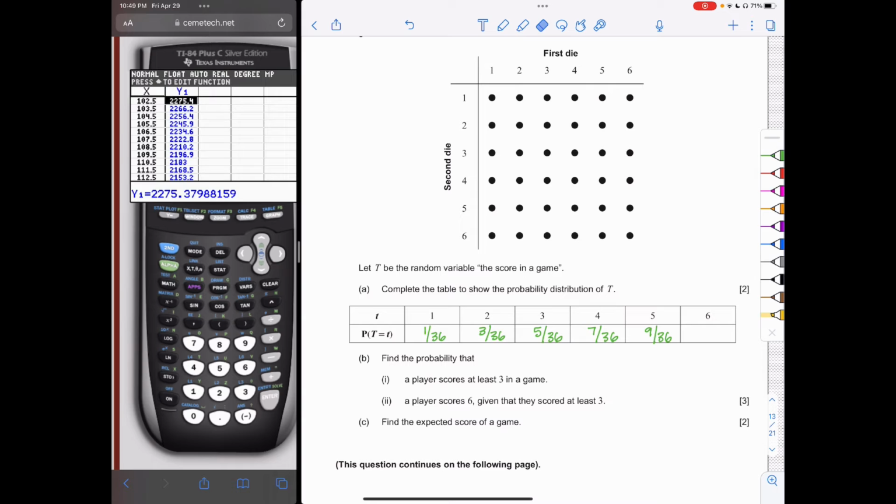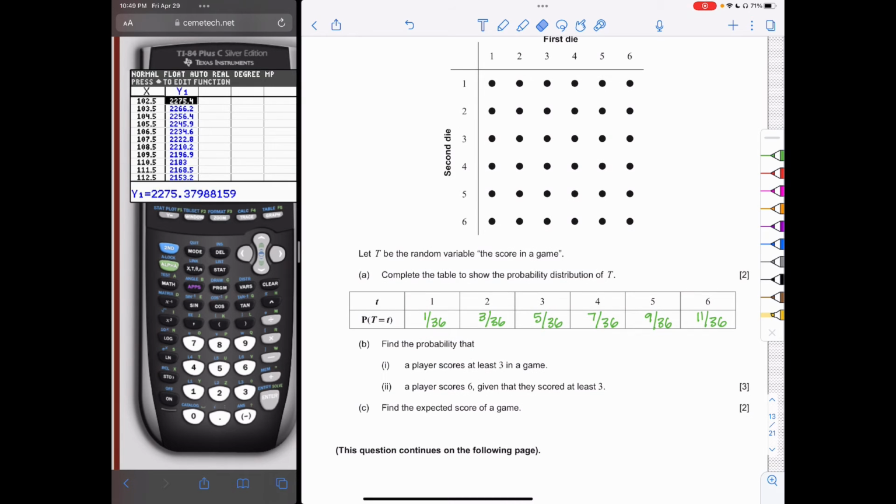And we do the same thing for scoring a 6. So if you score a 6, you're going to have here 11 ways to do it. So there's going to be 11 out of 36 there. So I have filled in my probability distribution table.